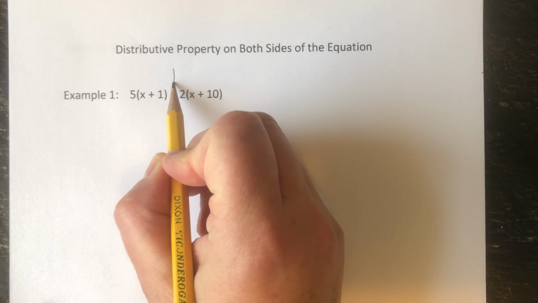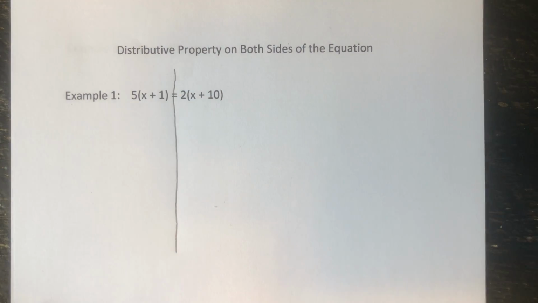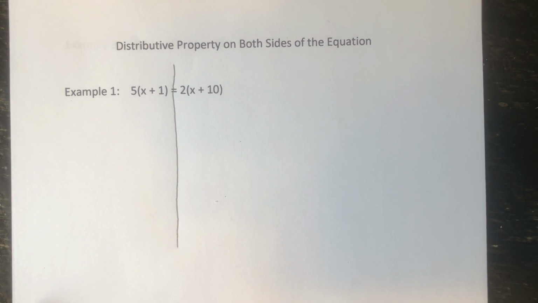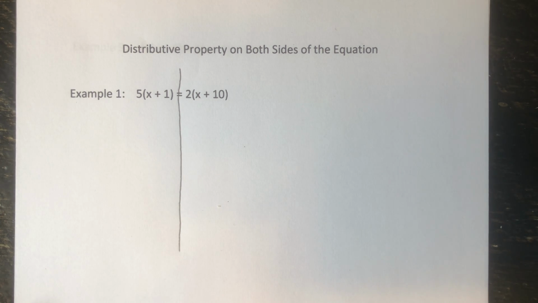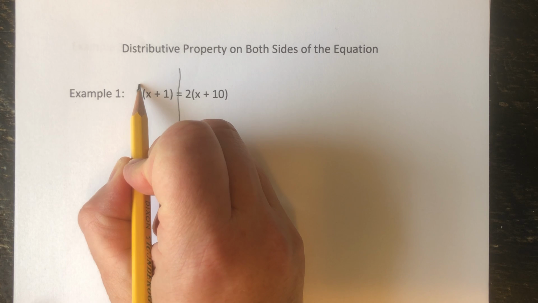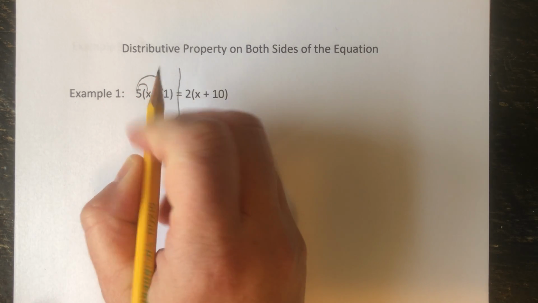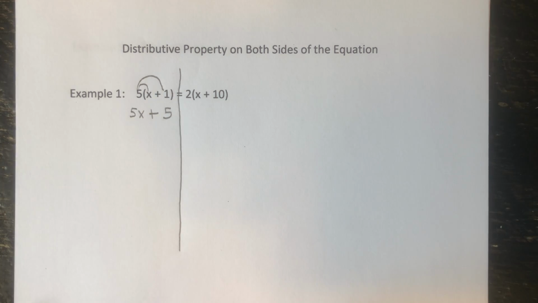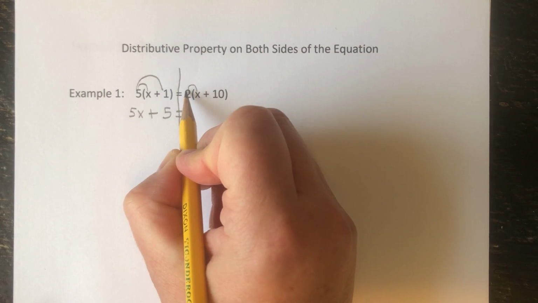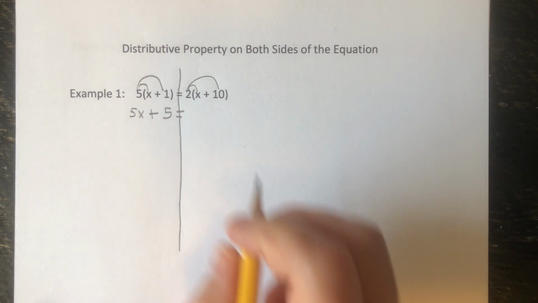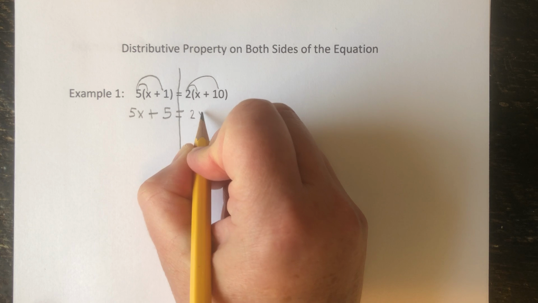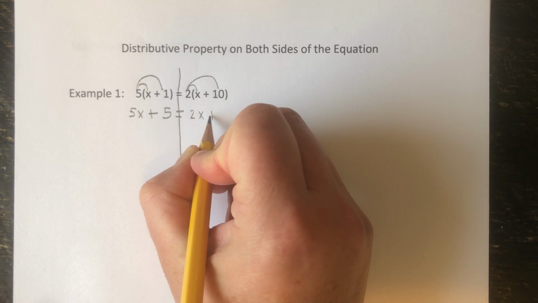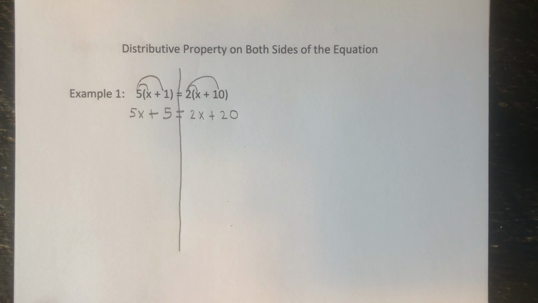So the first thing you always want to do is separate the 2 sides of the equation. You can see that we can simplify using distributive property on the left side and on the right side. I'm going to go ahead and do that first. I'm going to take 5 times x and 5 times 1. So I have 5x plus 5 times 1 is 5. Equals, I have to do distributive property on the right side. 2 times x and 2 times 10. 2 times x is 2x. 2 times 10 is going to be plus 20.